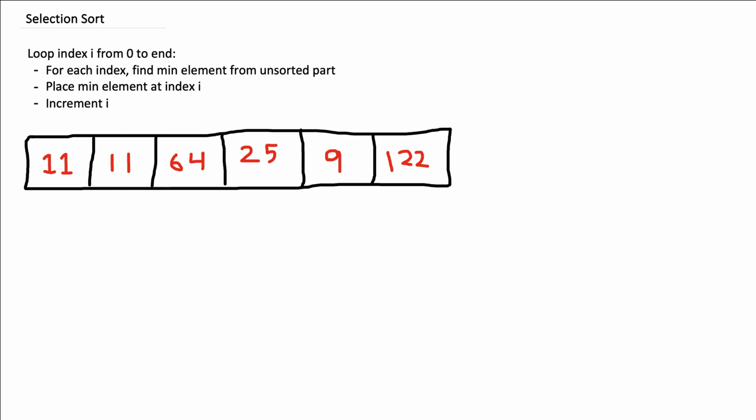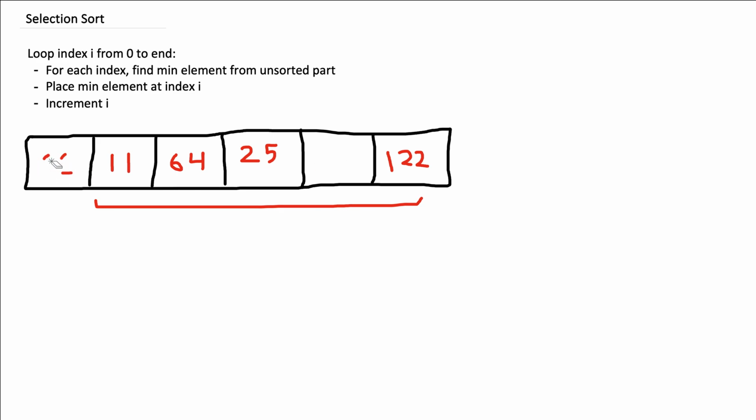Okay, so now I'll talk about selection sort. For selection sort, essentially you start from the first index, and then for each index, you look at the rest of the array to find the minimum element, and then you swap it. So first, we can look at this first index, and then we see, okay, from this part of the array, what is the minimum element? It's 9. So I can take 9 and swap it with the element here.